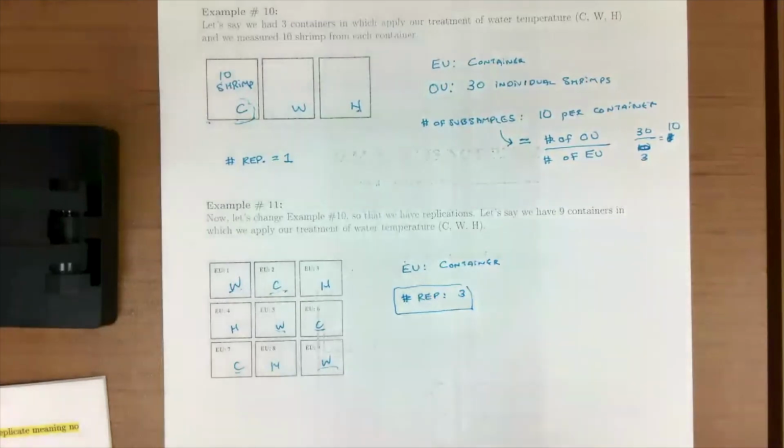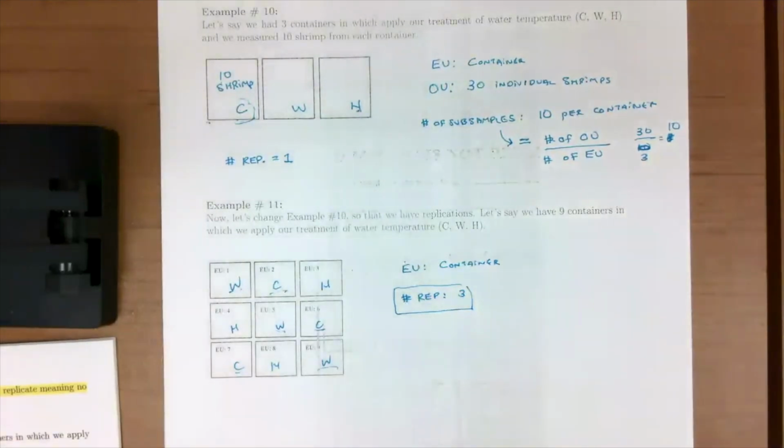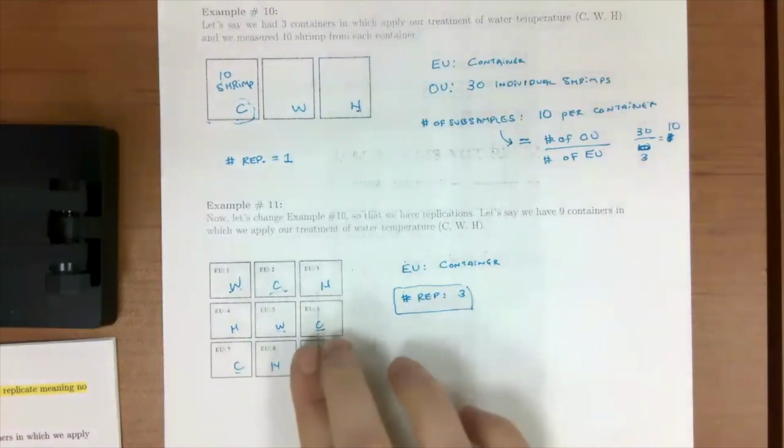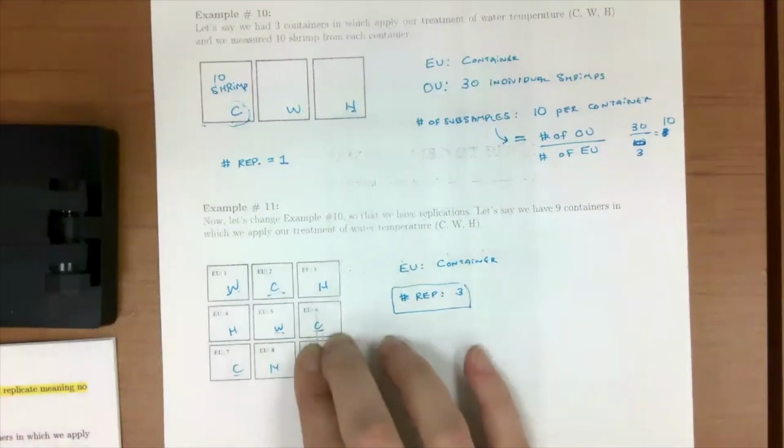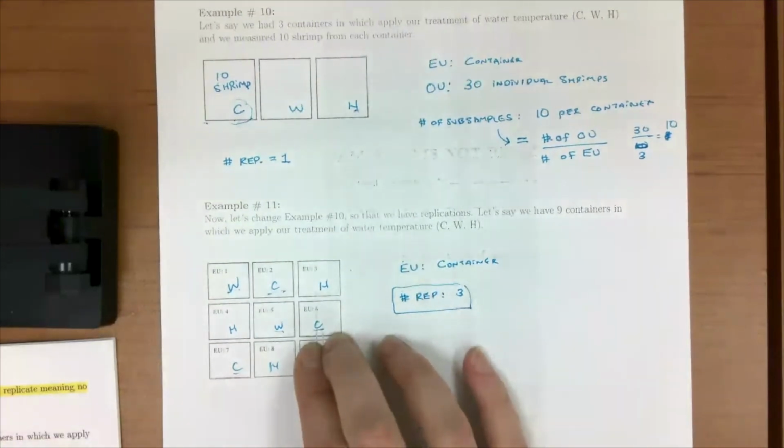This is also what we would call an example of a balanced design. Again, there is an equal number of replicates per treatment. An unbalanced design would be if we got rid of one, so that the warm treatment only has 2 while the rest have 3. It's not a balanced design anymore.